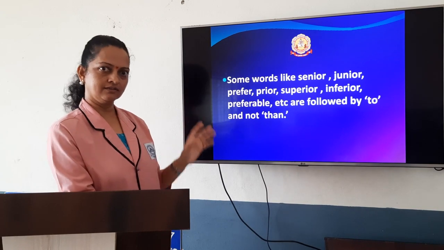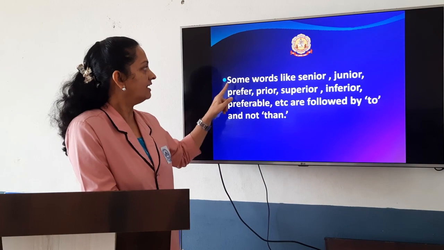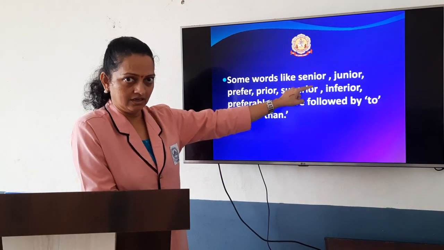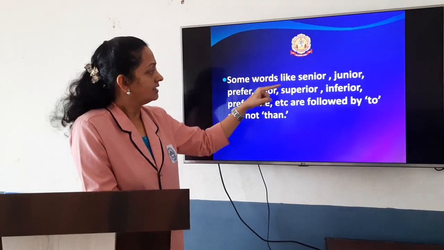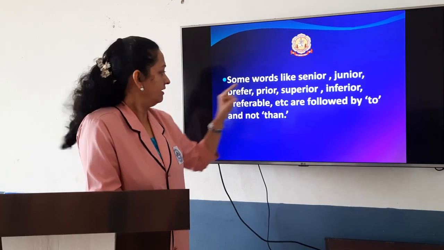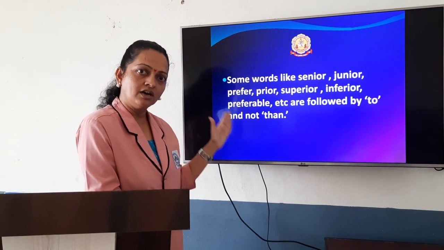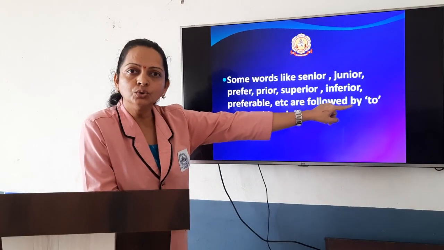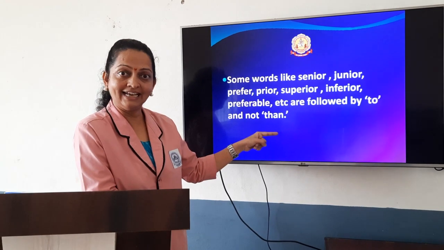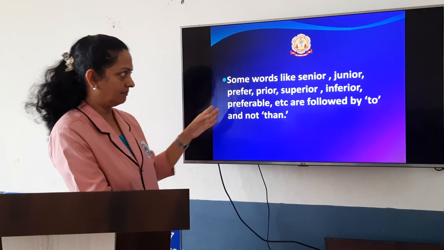So here we have some prepositions where we have to take care of certain things. What is that? Some words like senior, junior, prefer, prior, superior, inferior, preferable, and there are a few more. When these words are used, we follow them with "to" instead of "than". We don't use "than", we use "to". I have given certain examples here. You have to fill in the blanks with "to" in those sentences.